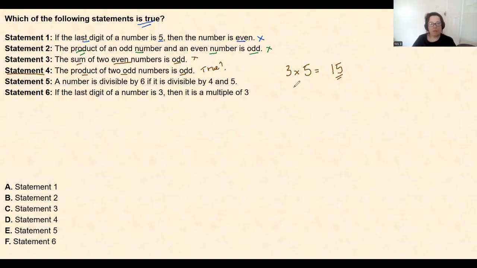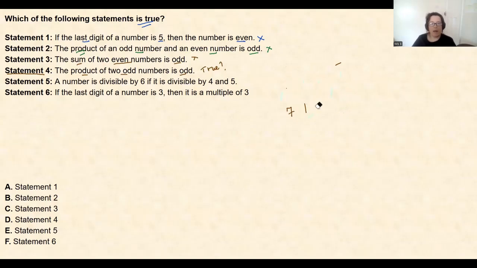So let's think of another two odd numbers. 7 multiplied by 9, two odd numbers. 9 7s are 63. And this number is odd. Let's try another one. Let's try 7 multiplied by 11, which is 77. Again, this number is odd. So we can say that this statement is true. But let's have a look at the other statements just in case.